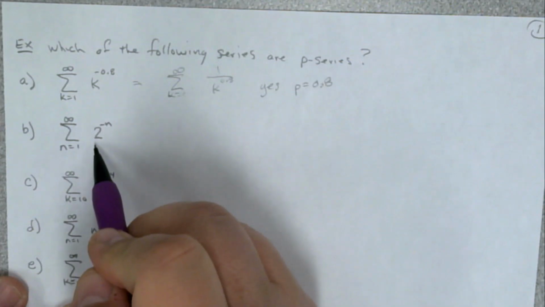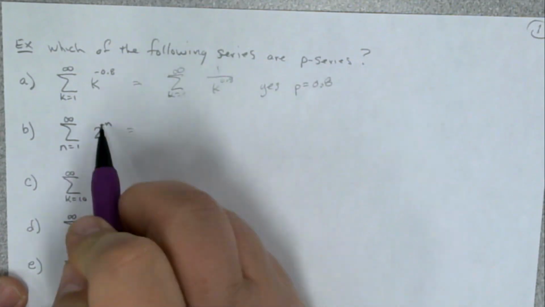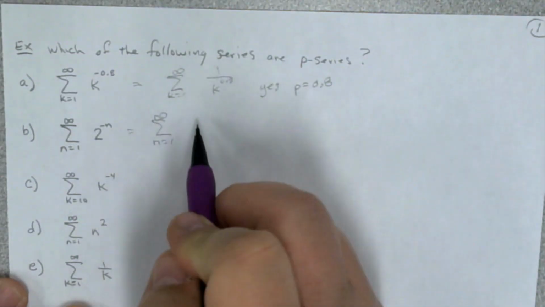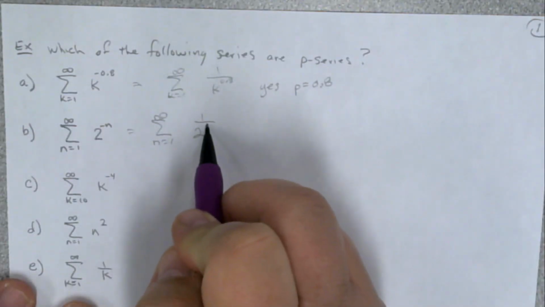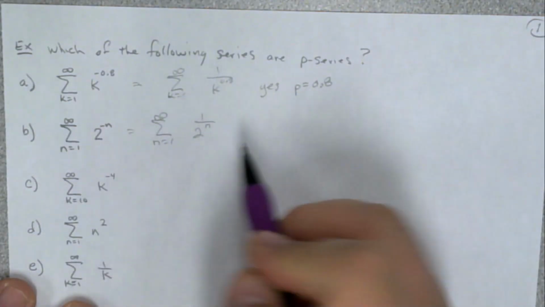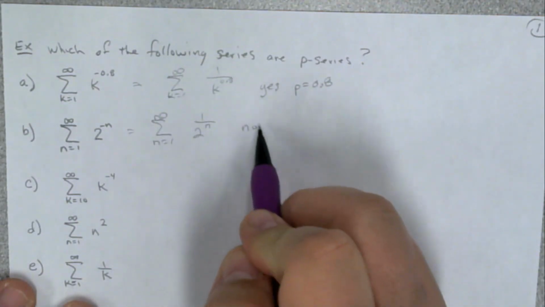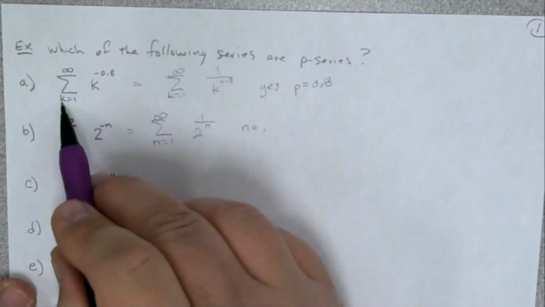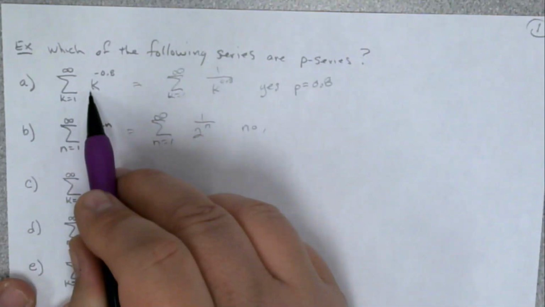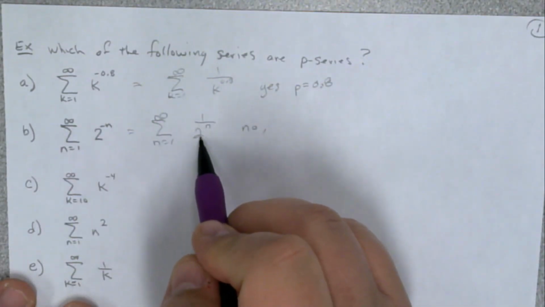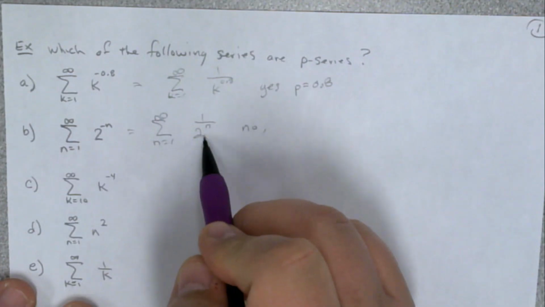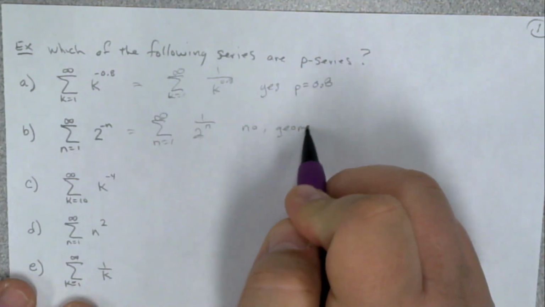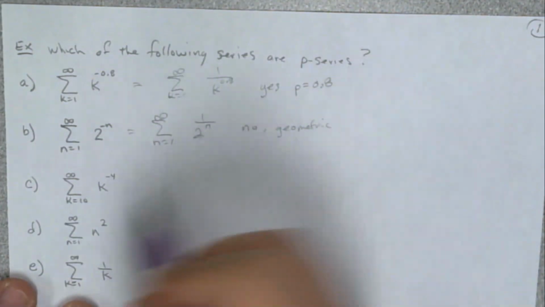Let's take a look at B. Okay, again, it has a negative exponent, so we can rewrite this one, 1 to infinity, and this will be 1 over 2 to the n power. So this right here is not a P-series, because in the P-series, the unknown, or the change, is the base number. Okay, so this is fixed, so this is not a P-series, this is a geometric series. This is geometric.